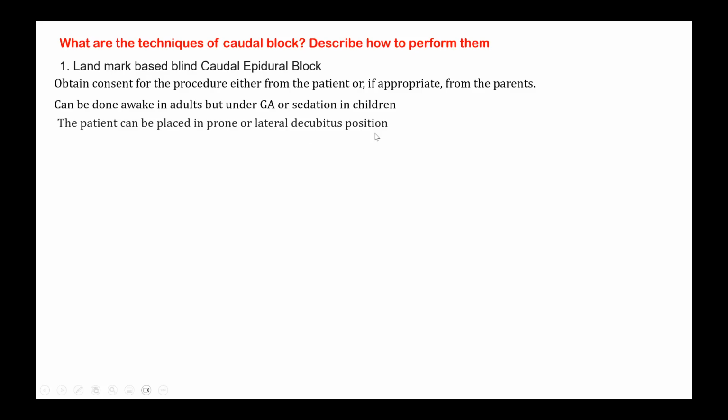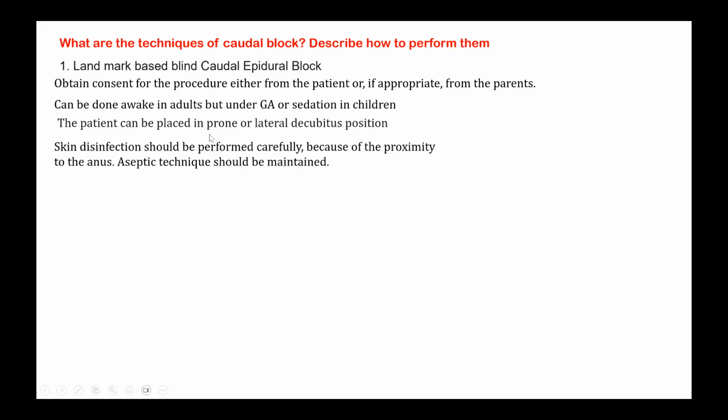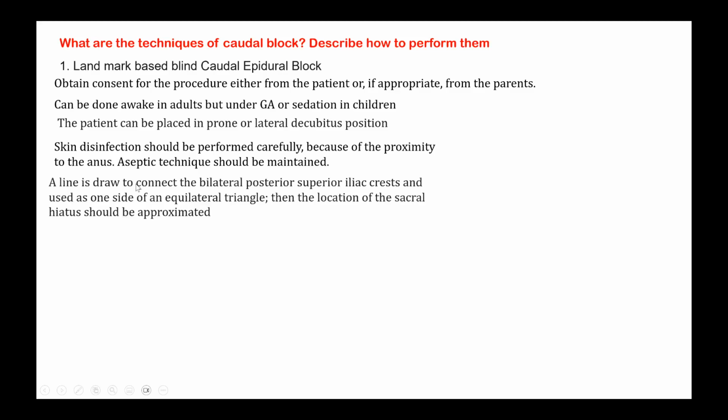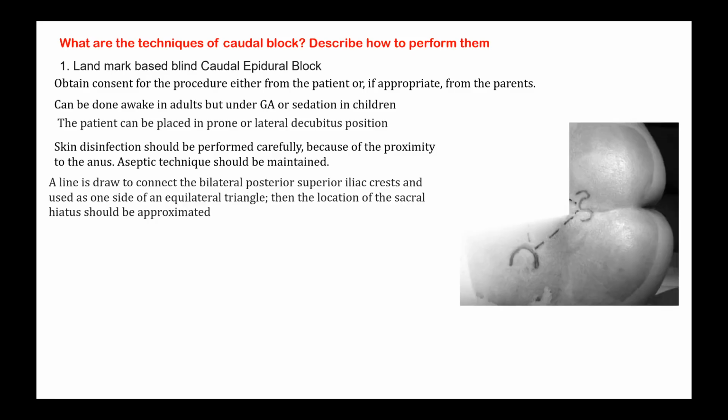The first thing is prone position or lateral decubitus position. Then the skin is disinfected with antiseptic, because it is close to the anus, so strict aseptic precautions have to be taken. And then palpation: you can draw a line to connect the bilateral posterior superior iliac spines. We use that as one side of an equilateral triangle, and then connect it to the sacral hiatus, which will make an equilateral triangle.